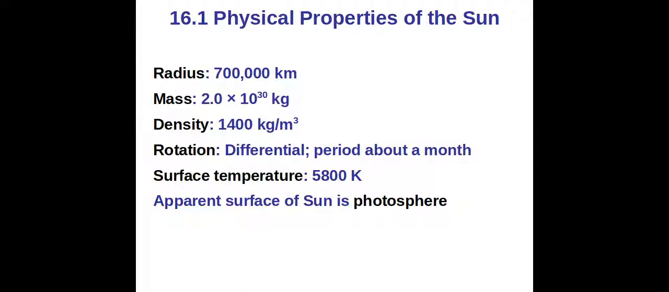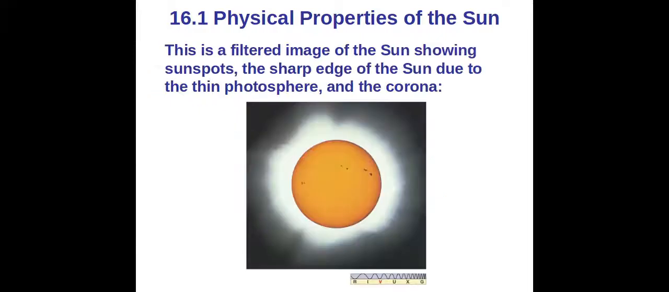The mass is 2 times 10 to the 30 kilograms, so it's very big. The density is 1,400 kilograms per cubic meter. The rotation is differential. In other words, it varies depending on where in it you are. Surface temperature is about 5,800 degrees Kelvin. Notice that's the surface temperature, not the core temperature. And the apparent surface of the sun is called the photosphere.